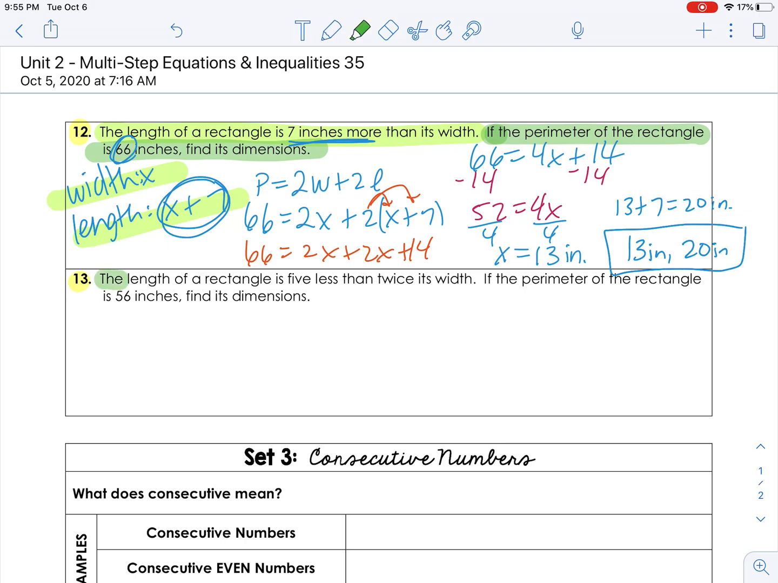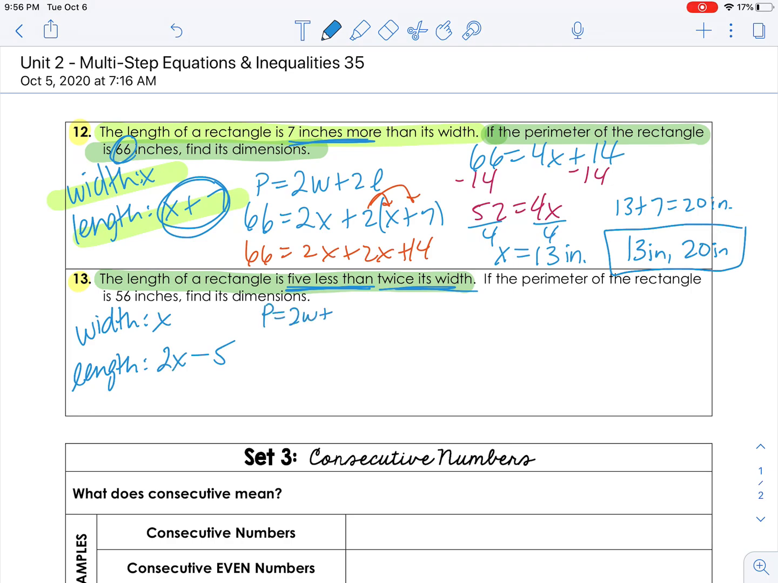Last problem. The length of a rectangle is 5 less than twice the width. So our width is x. Our length, we have another turnaround phrase. Less than is a turnaround phrase. How many less than? 5 less than. So I'm taking 5 away from twice the width, so that's 2x.